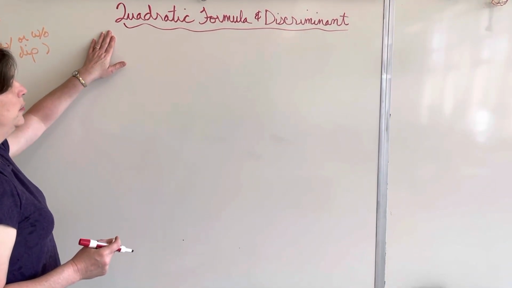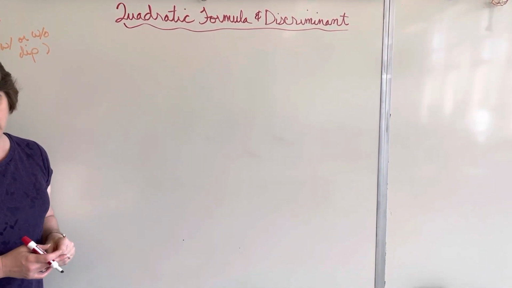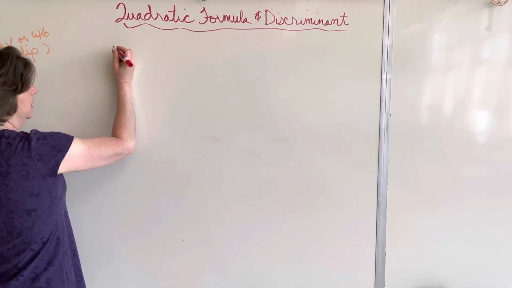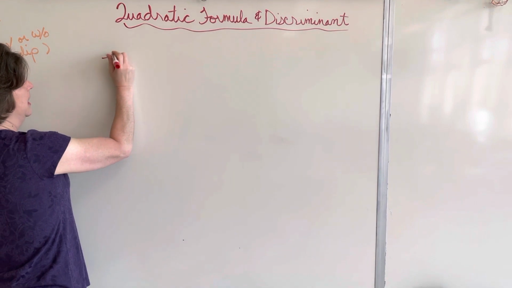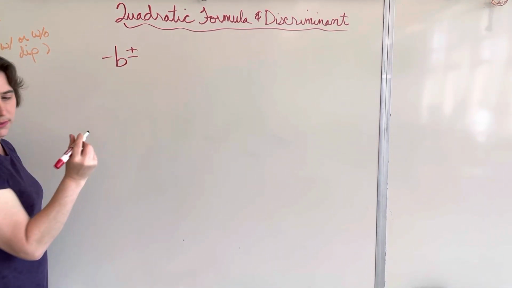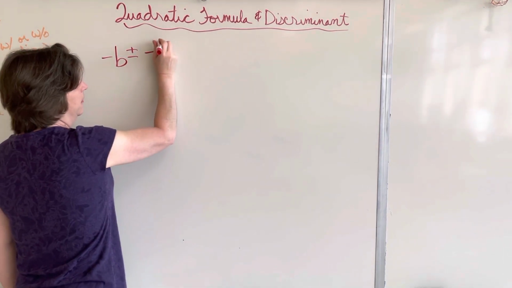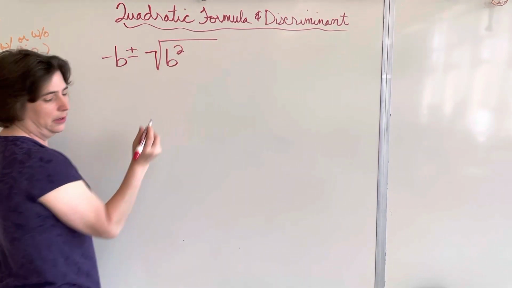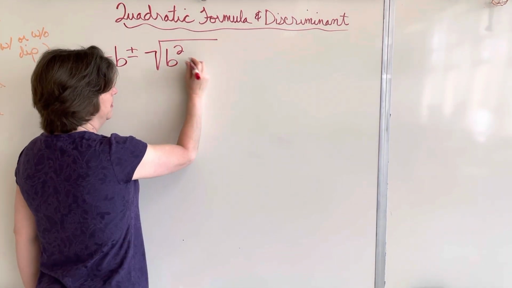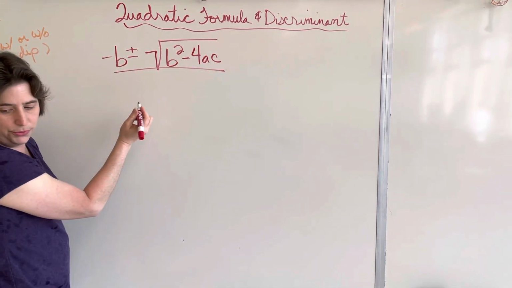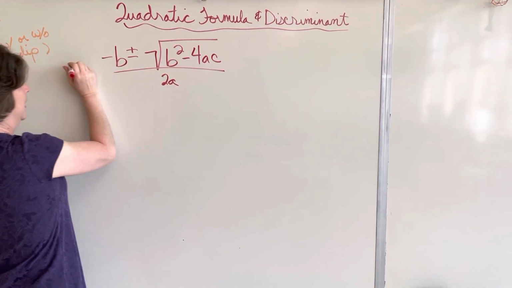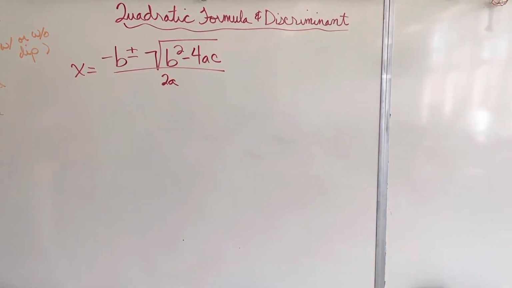Today we're going to talk about the quadratic formula and the discriminant. The quadratic formula is a math formula you're going to need to know. It is negative b plus or minus the square root of b squared minus 4ac all over 2a. And this is going to be x equals that.